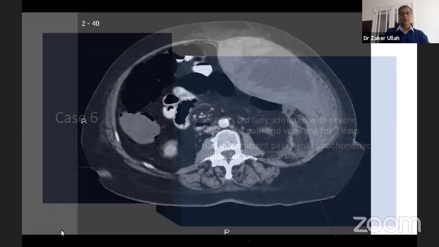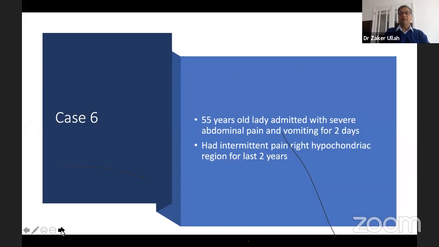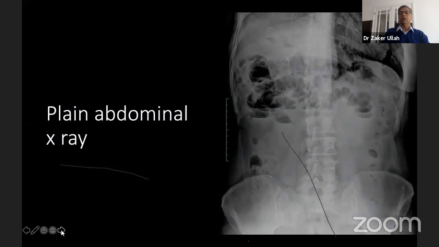Okay, so case 6 is a 55-year-old lady admitted with severe abdominal pain and vomiting for 2 days. Had intermittent pain in the right hypochondriac area for the last 2 years. So this is the picture of this patient. Anybody can see. What can you see here? Who can explain? Plain abdominal X-ray.